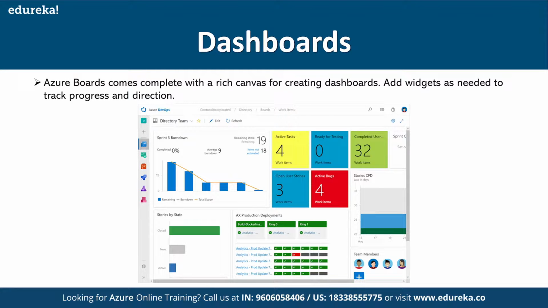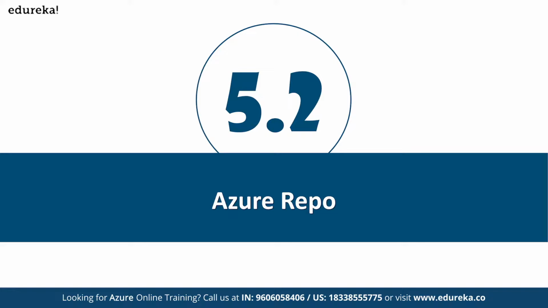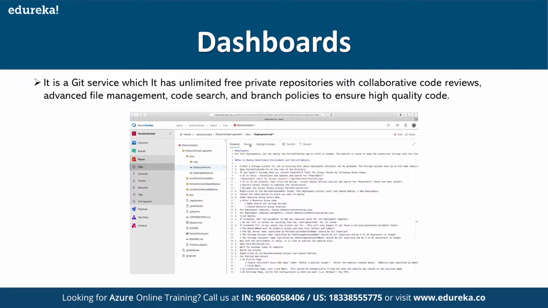Dashboards. Dashboards, again, is full of details. It's a rich canvas for creating your dashboards, and you can add your widgets here, and you can track progress. So boards, as I said, it's like a dashboard, and you can add widgets. Repo is one of the important aspects of DevOps, right? It's a Git service which has unlimited private repositories with all your code review tools, code reviews, advanced file management, searching code, policies of the branch, which will ensure you high quality code.